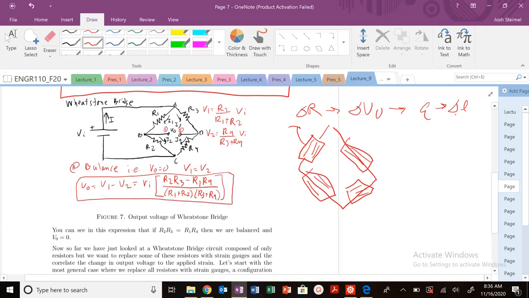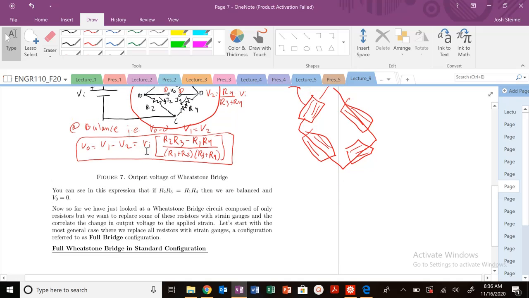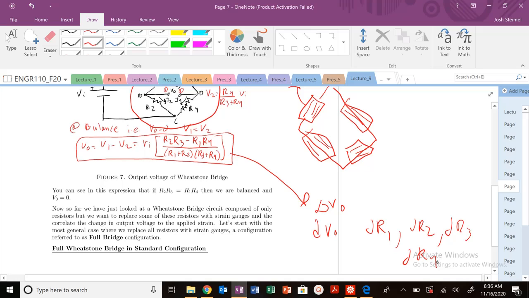So instead of this static problem of our resistors just sitting there, we're going to replace them with strain gauges. We're going to strain our materials, and we're going to see how our output voltage changes. So we're going to take this expression here and ask the question: how does my output voltage change, or how does dV naught change, if dR1 changes? What happens if dR2 changes, dR3 changes, dR4 changes? What if we have a full Wheatstone bridge configuration where we replace all the resistors with strain gauges?